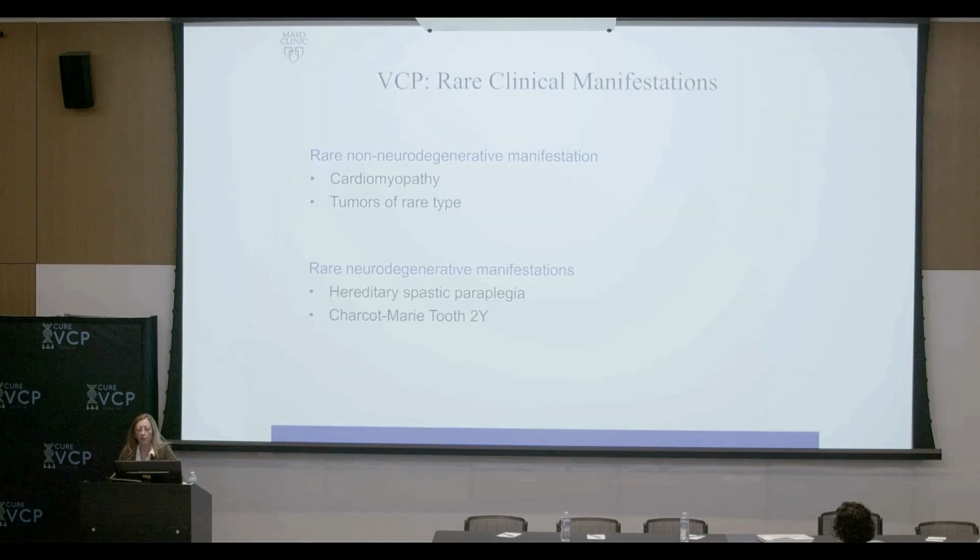Cardiomyopathy seems to be rare, although it was reported in several subjects in an Asian cohort. Tumors of rare types have also been reported in these patients. And among the least common neurodegenerative manifestations, there are hereditary spastic paraplegia and Charcot-Marie-Tooth.